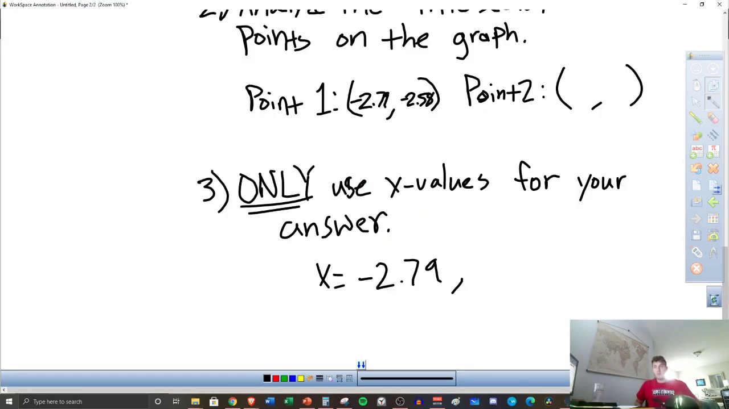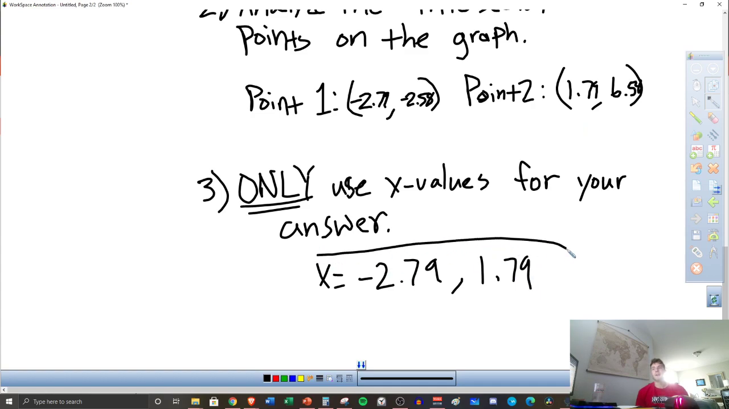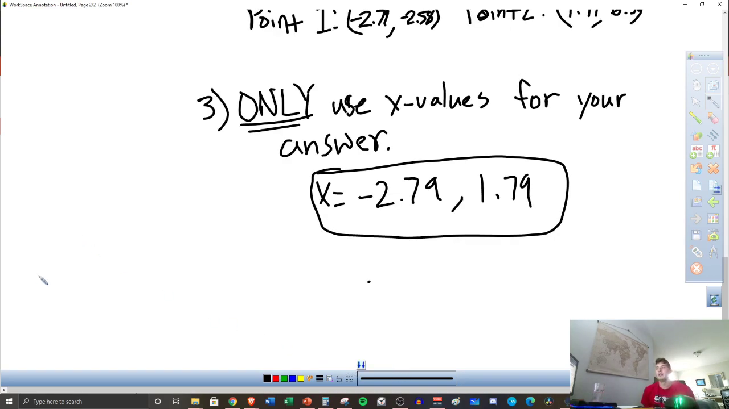Let's go ahead and write that down, 1.79 and 6.58. We only care about the 1.79. So this is my final answer to this problem. And that's all we really need to do. It's just where do they intersect? That's all we want. Let's do another example, a little more complex.